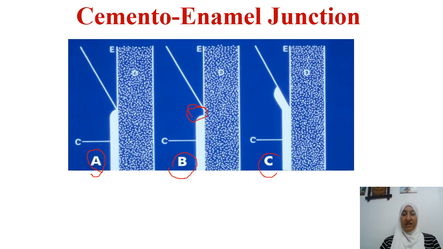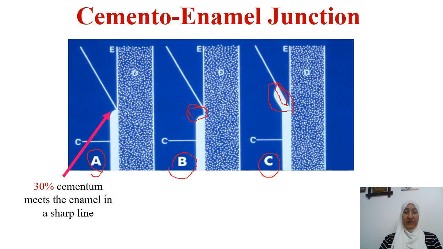In case C, the cementum covers part of the enamel, and this cementum is called afibrillar cementum. Afibrillar cementum is formed due to, hope you remember also, degeneration of the reduced enamel epithelium that covers the enamel at this area, thus permitting the dental sac to differentiate into cementoblasts and form this unique type of cementum, which is called afibrillar cementum.